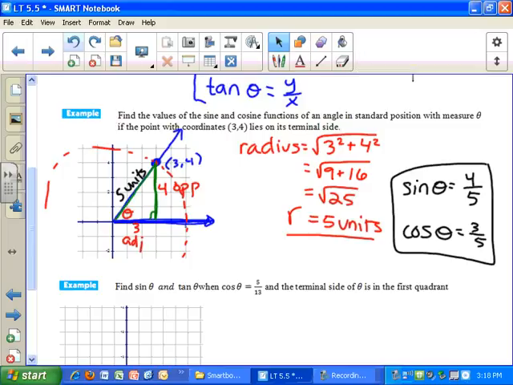And keep in mind, we didn't have to type into the calculator sine of our angle because we actually don't know what the angle is. There is a way that we can find out how big theta is, but that's not what's required for this problem.